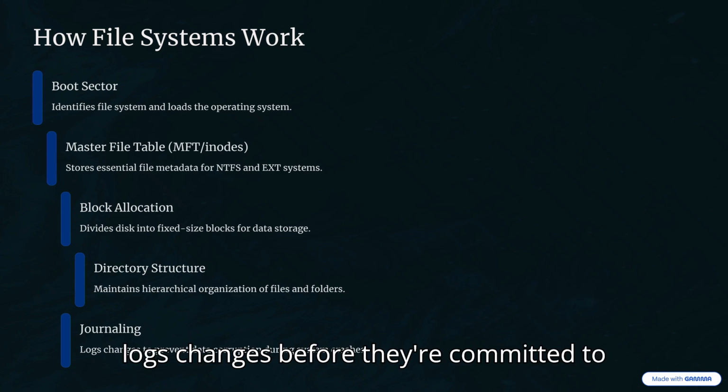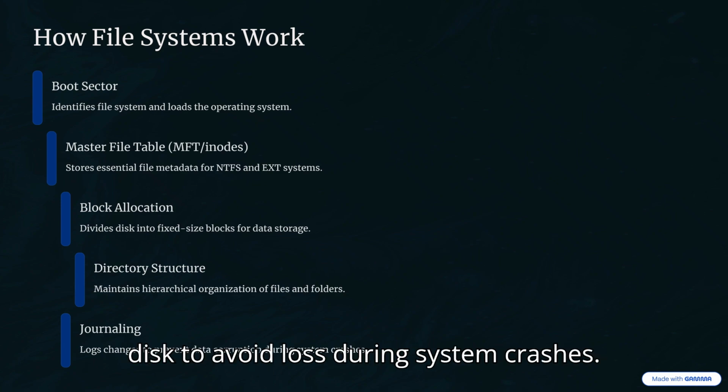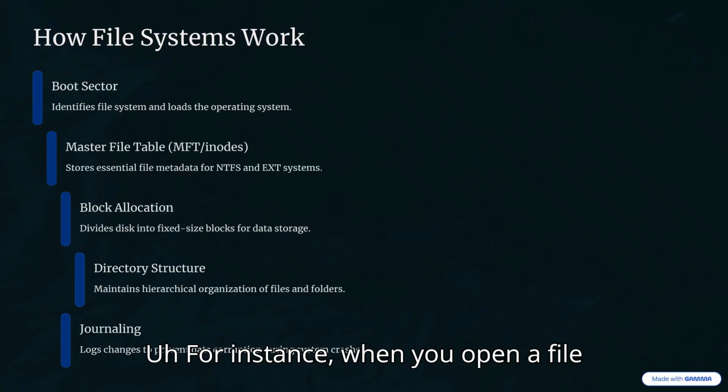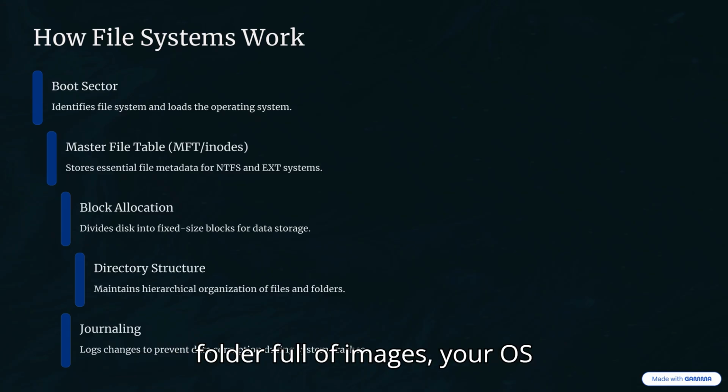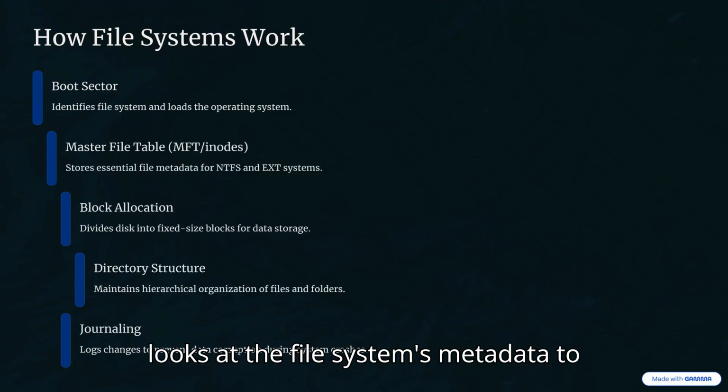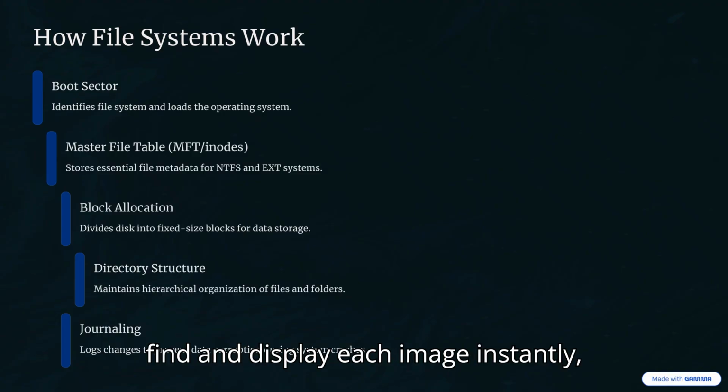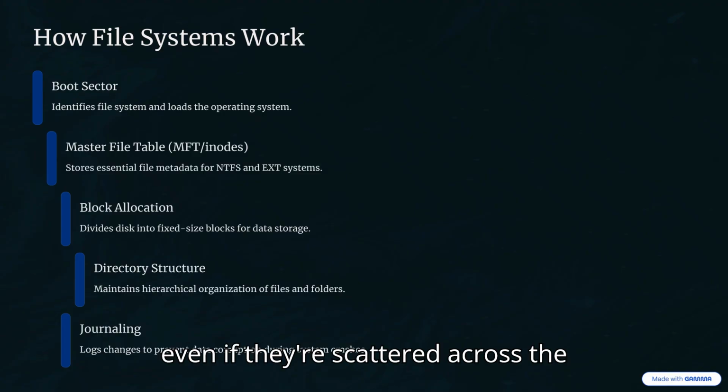Journaling logs changes before they're committed to disk to avoid loss during system crashes. For instance, when you open a folder full of images, your OS looks at the file system's metadata to find and display each image instantly, even if they're scattered across the disk.